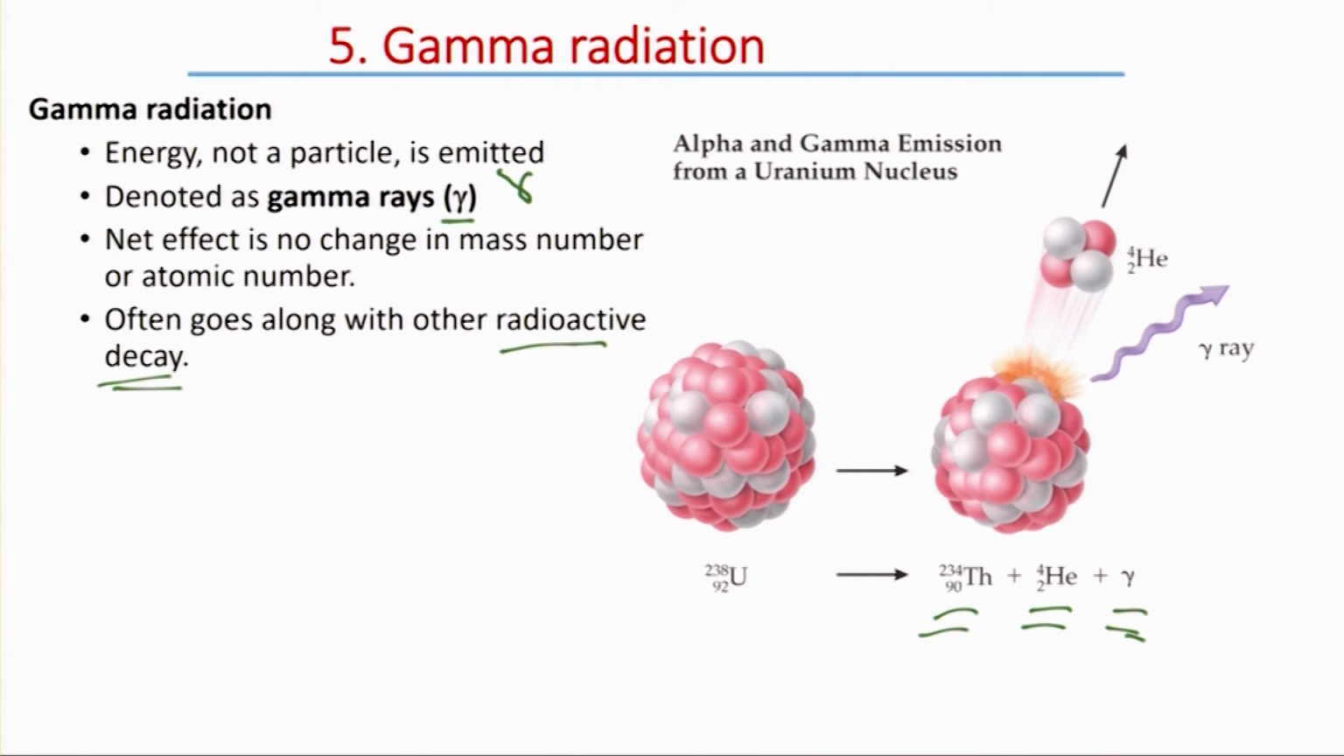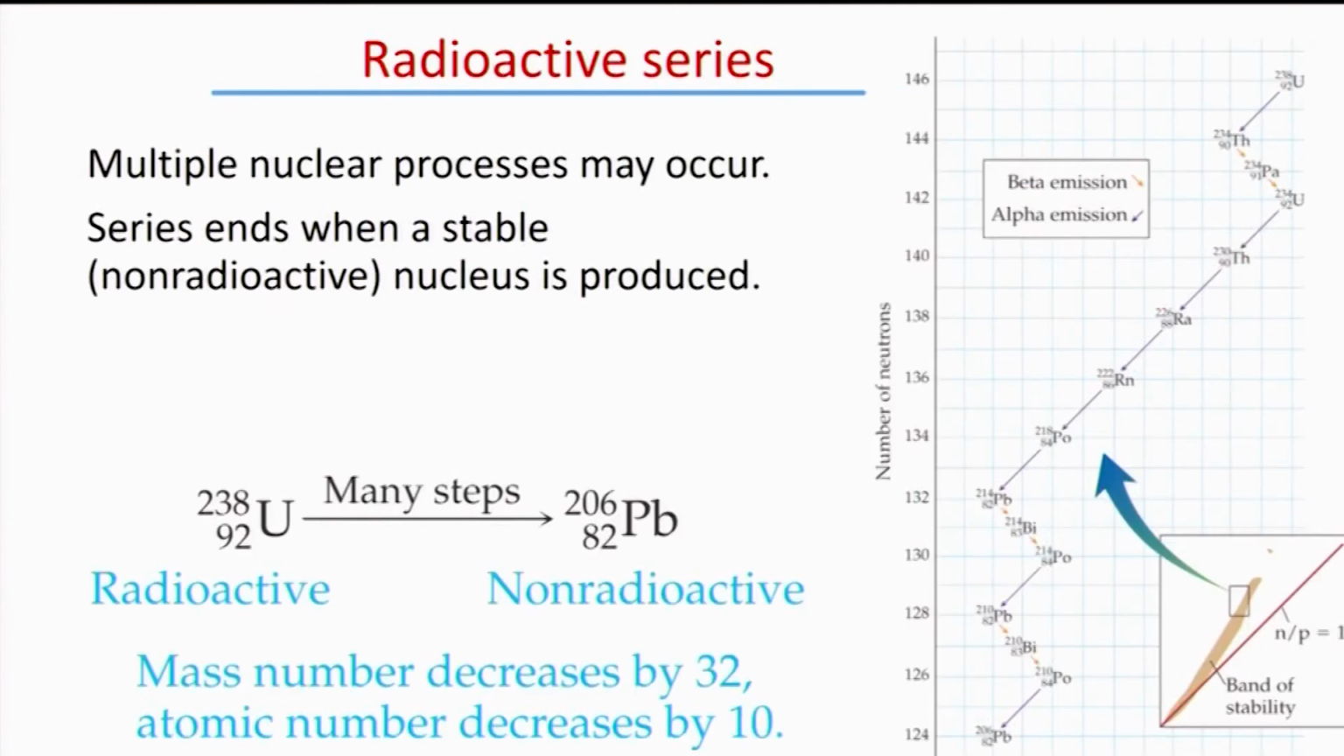All right, the whole goal of radioactive decay is for the radioactive isotope to start decaying until it forms a more stable or non-radioactive isotope. And this often isn't just one step. So I just want to show you the steps involved for uranium-238.